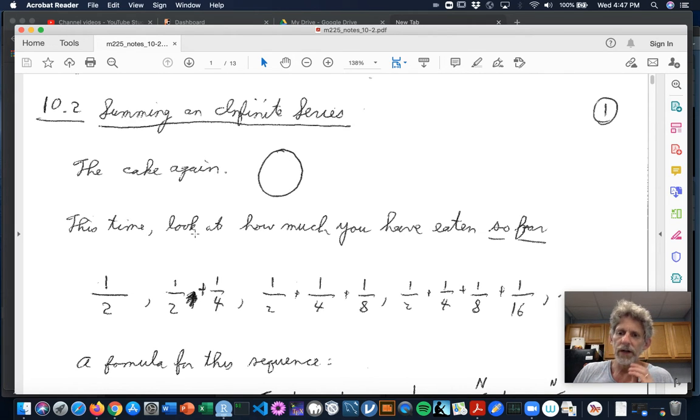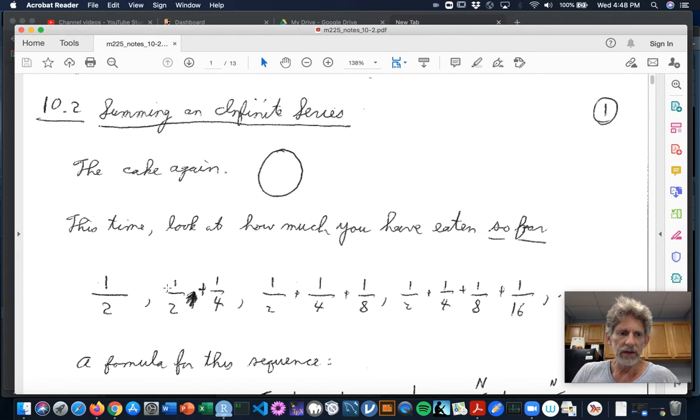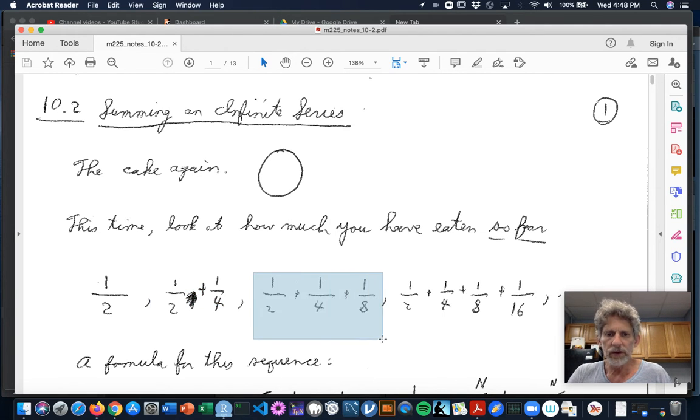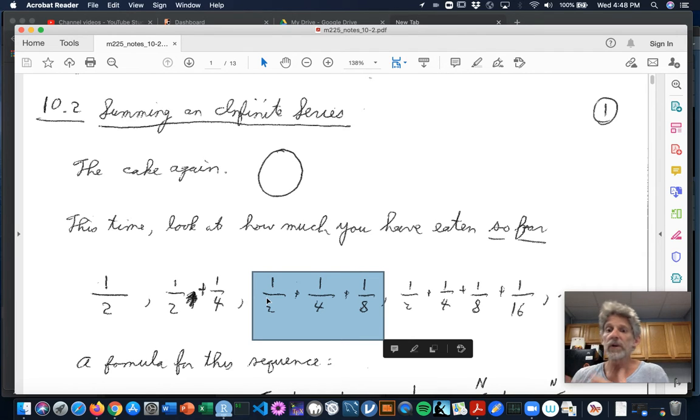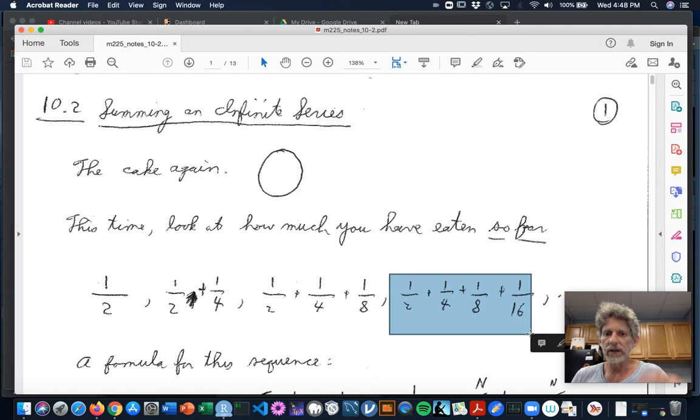I want to consider another infinite sequence related to that. I want to look at how much you have eaten so far by the end of each day. So at the end of the first day, you've eaten half the cake. By the end of the second day, you've eaten the half you ate on the first day plus the fourth that you eat on the second day. By the end of the third day, you've eaten the half plus the fourth plus the eighth that you eat on that third day. By the end of the fourth day, you've eaten the half plus the fourth plus the eighth that you ate on earlier days, plus the 1/16 that you're eating today. And it goes on like that.